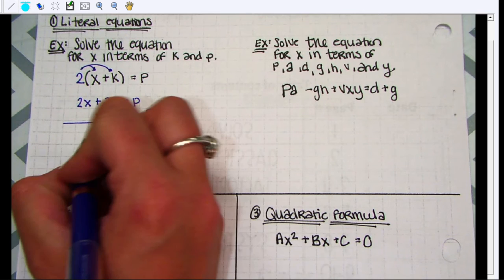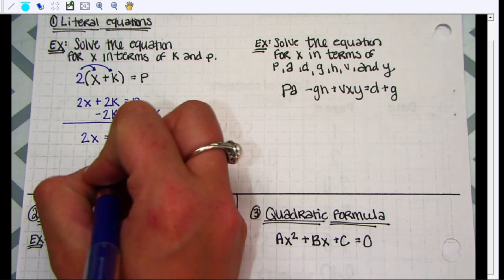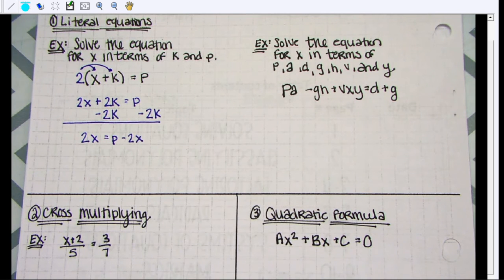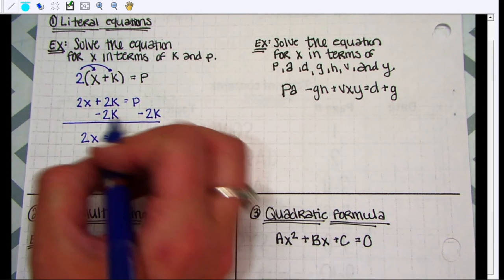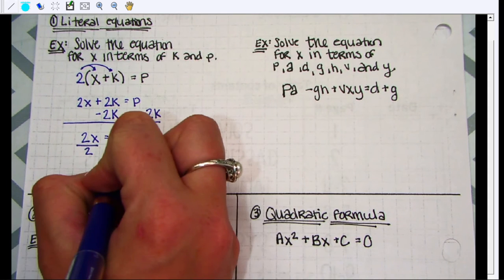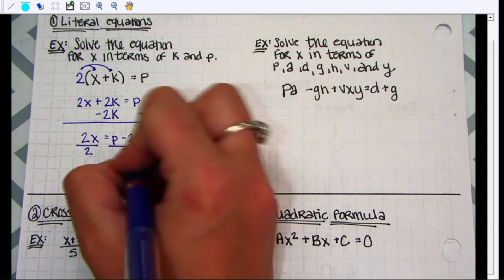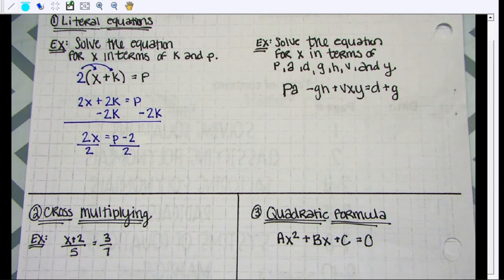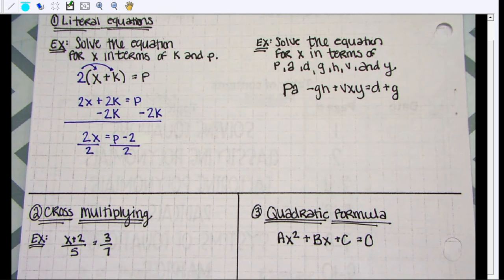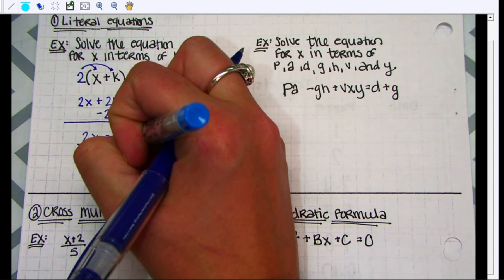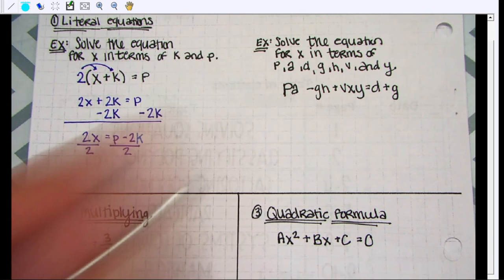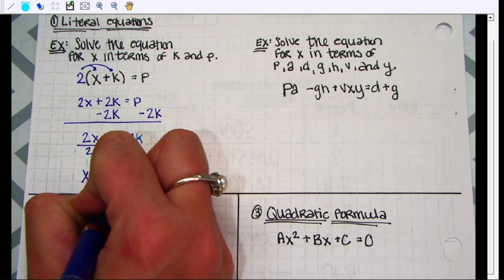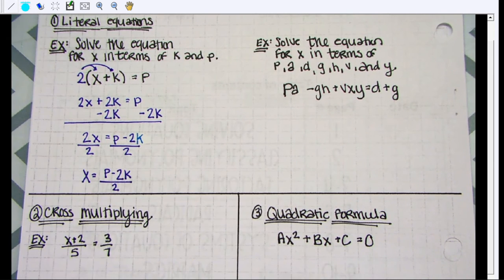It's up to you which value you want to write first. I'm just going to leave p first. Then what's the final step? Yeah, we're going to divide everything by 2. I wrote x instead of k. Oops. I'll fix that. There you go. So we're going to have x equals p minus 2k all over 2. That's all you have to do.